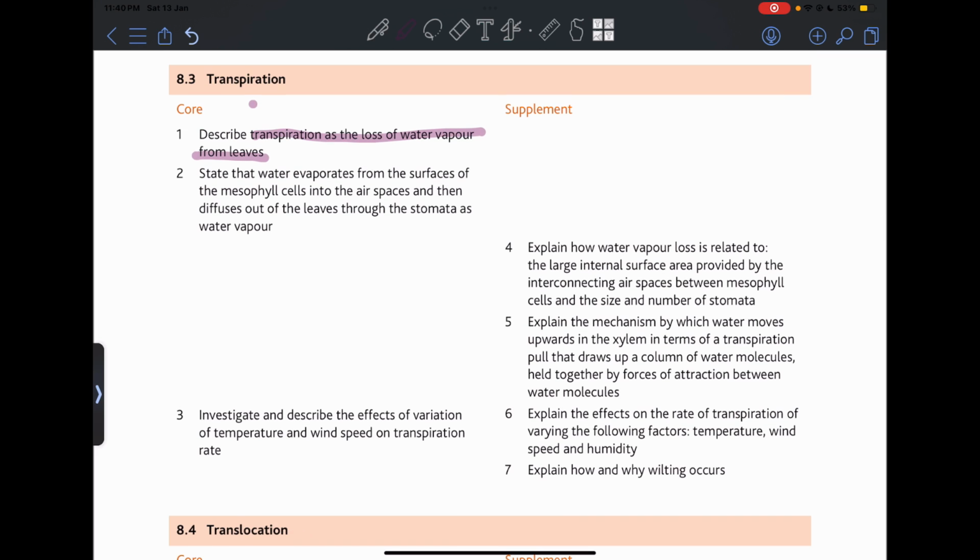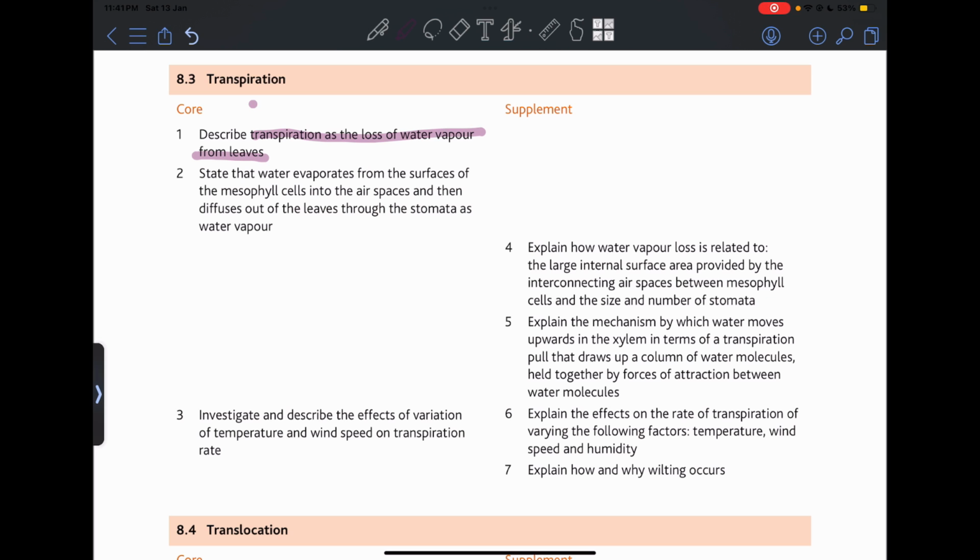Now for the extended students, number 4 says explain how water vapor loss is related to the large internal surface area provided by the interconnecting air spaces between the mesophyll cells and the size and number of the stomata. So the large internal surface area actually helps the air spaces so that the air can flow between the spongy mesophyll cells and the palisade.